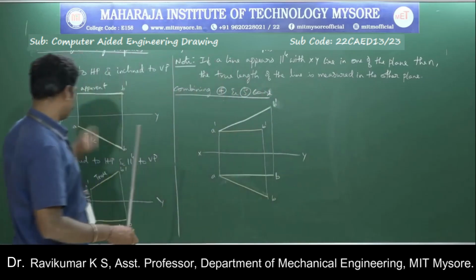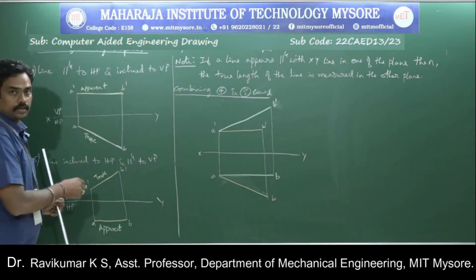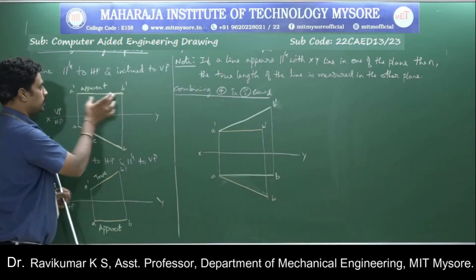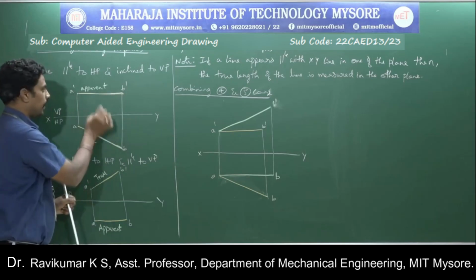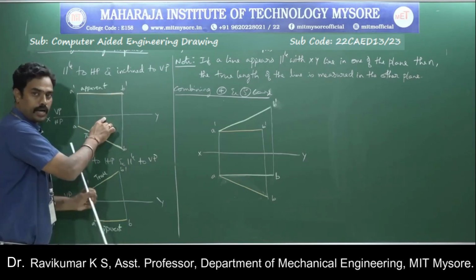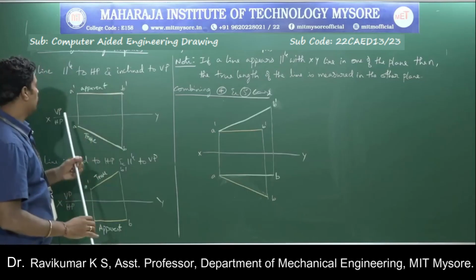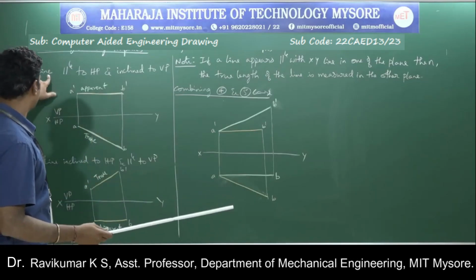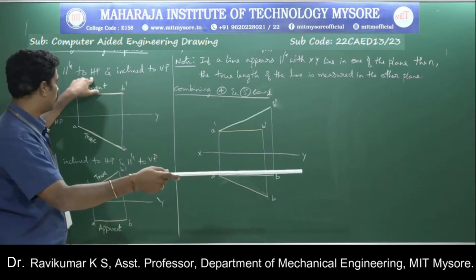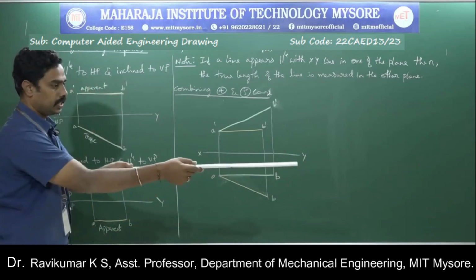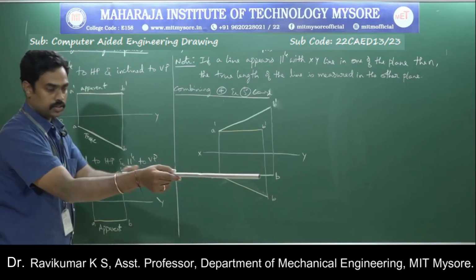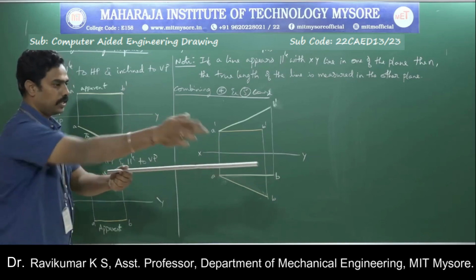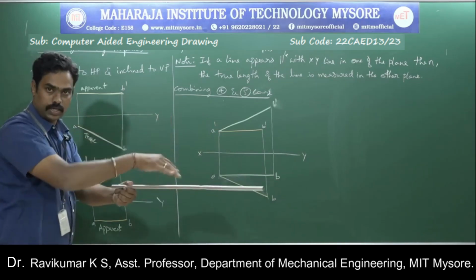Just observe these two figures. In these two figures, A dash, B dash is appearing parallel to the XY line. This is not actually parallel, because this is the case of a line parallel to HP. This is parallel to HP, inclined to VP. So the distance from this point to the board and that point to the board is not the same. It is inclined to VP.